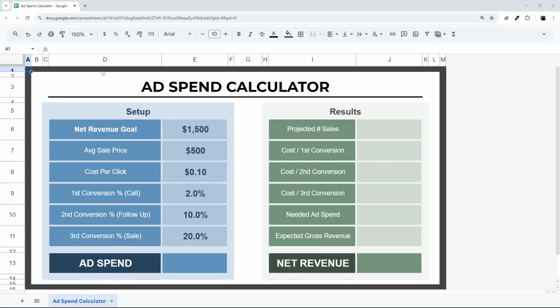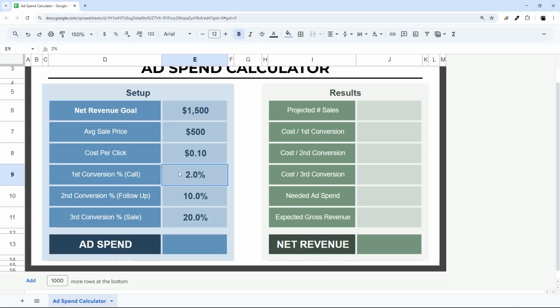Have you ever needed to calculate how much you'd have to spend on advertising to meet your net revenue goals? So in today's video, I'm going to show you how to make those calculations based on these inputs. And so we have our net revenue goal, the average sale price for your products, the cost per click that you're going to spend, and then a couple percentages here.